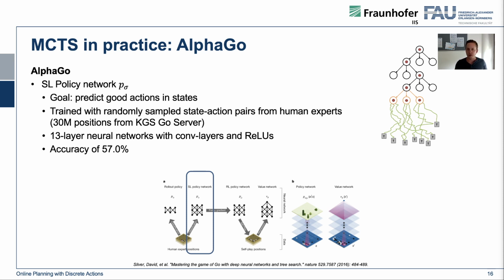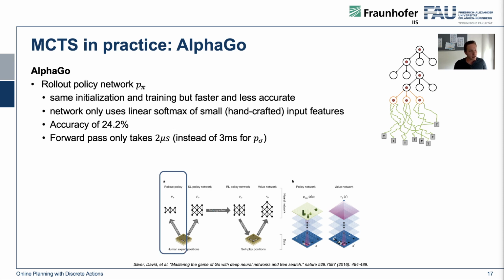As we do Monte Carlo tree search, we rely a lot on simulation, and these simulation steps require a lot of computation time. So what they did is they came up with a new policy network, pi, which is the rollout policy network. They initialized it with the same data, however they used a much smaller network. Their network only uses a linear softmax and small handcrafted input features, so no conv layers or anything like this.